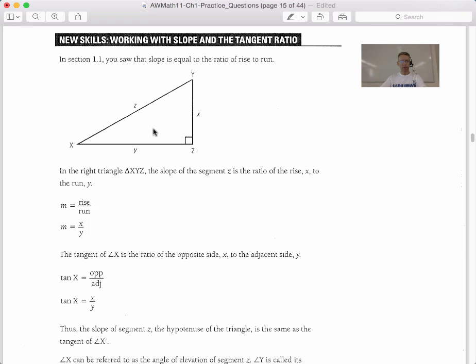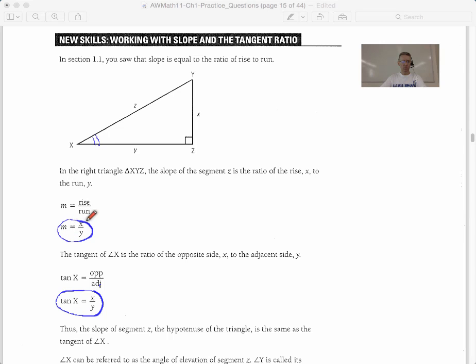Now we also know that if we're putting x over y, this is the same as the tangent ratio for angle x. Tan of angle x is opposite over adjacent, x over y. And that's what they're saying right here. Tan x is opposite over adjacent, or tan x is x over y. Now, you can see how these two formulas are connected. The slope is x over y, and so is tan of angle x. So in other words, the slope is the tangent of angle x.